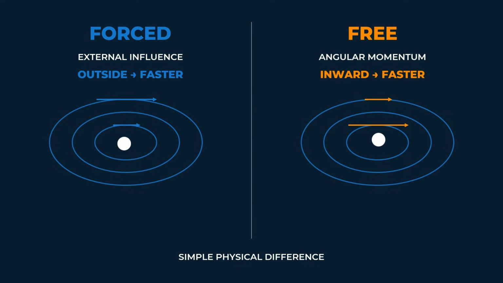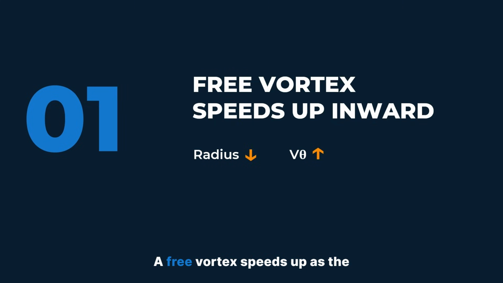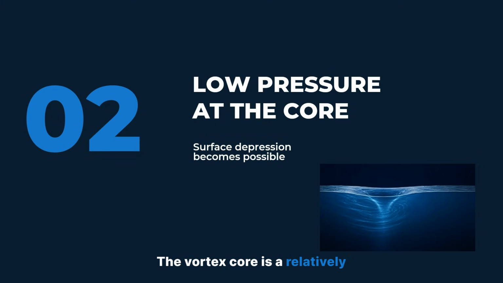Takeaway 1. Let's summarize the lesson with 3 points. Number 1. A free vortex speeds up as the fluid moves inward. As radius decreases, tangential velocity increases. Takeaway 2. The vortex core is a relatively low-pressure region. That pressure behavior can create the characteristic depression at a free surface.